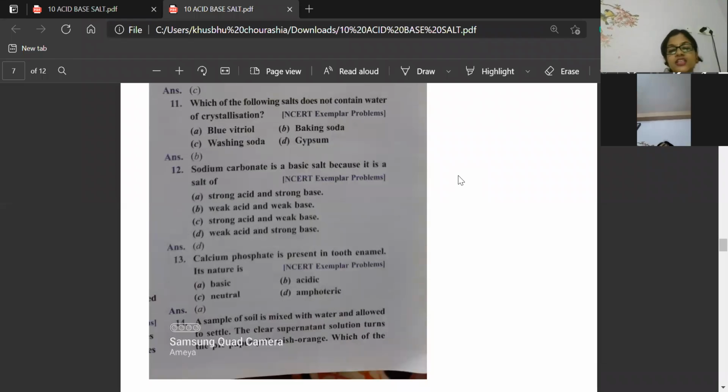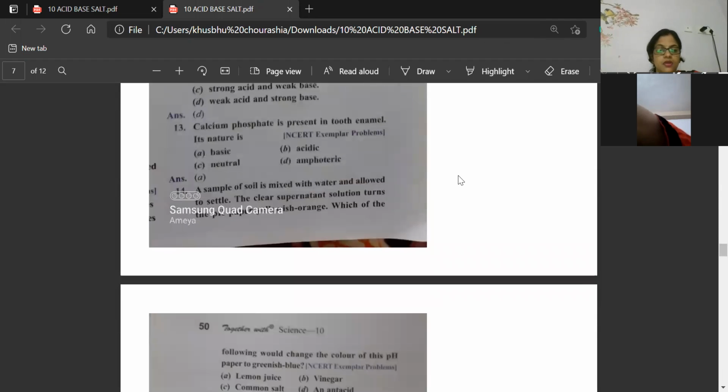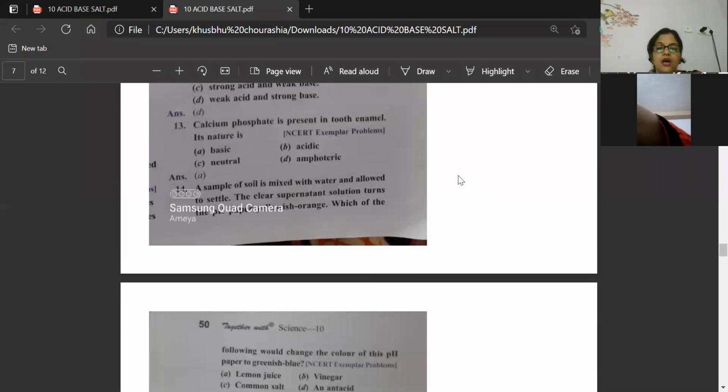A sample of soil is mixed with water and allowed to settle. The clear supernatant solution turns the pH paper yellowish orange. Which of the following would change the color of this pH paper to greenish blue? Lemon juice, vinegar, common salt, or antacid? The correct answer is antacid. Basic, basic, basic.